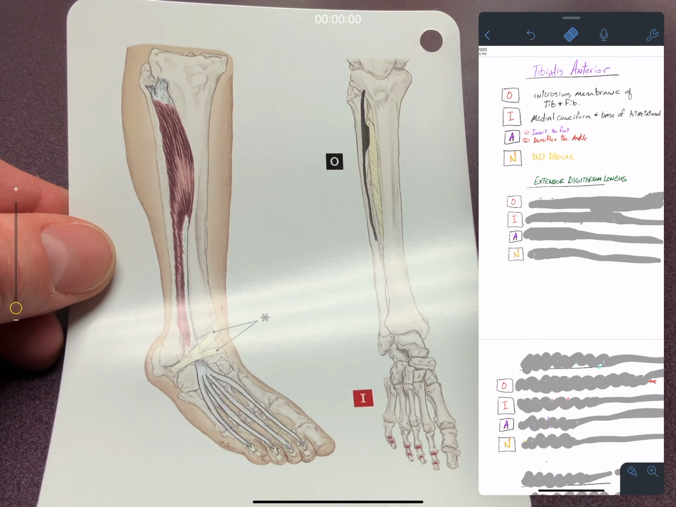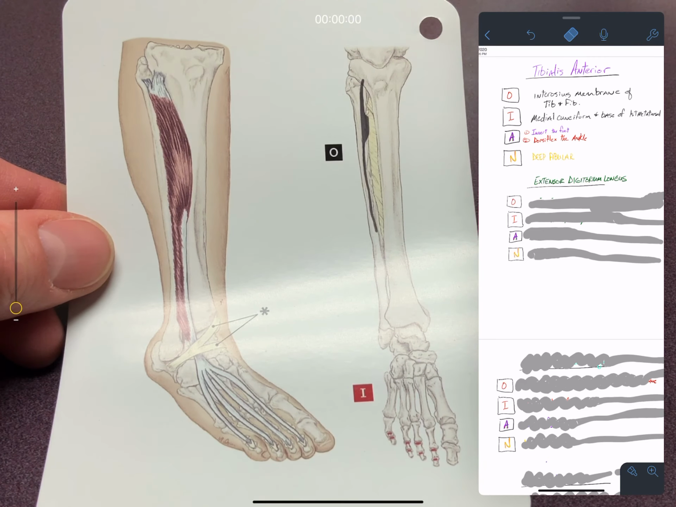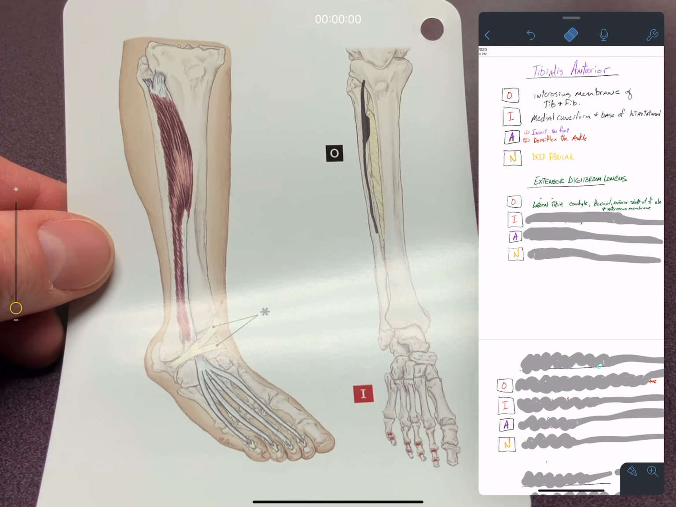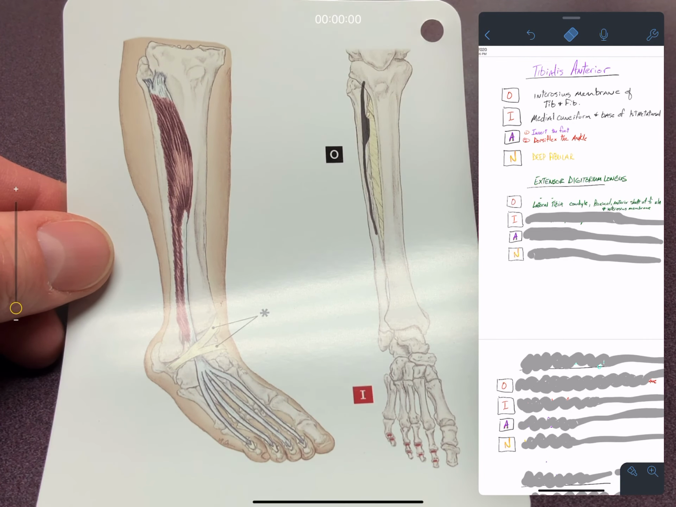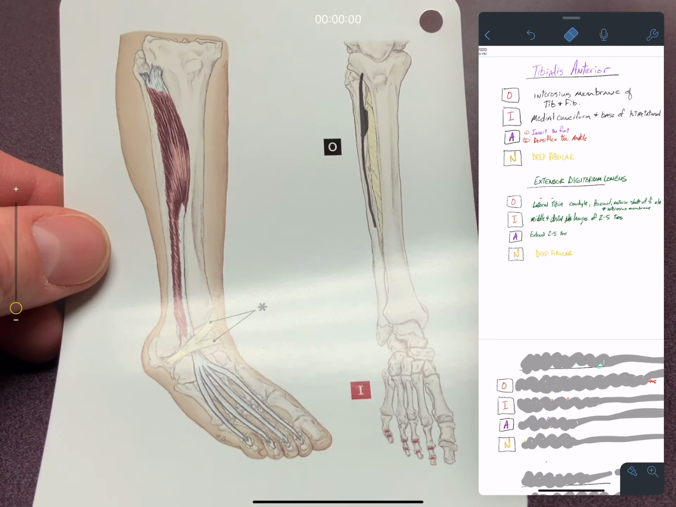Extensor digitorum longus goes to the toes, 2 through 5. Its origin is the lateral tibial condyle and the proximal anterior shaft of the fibula and the interosseous membrane. The insertion is the middle and distal phalanges, 2 through 5. Its job is to extend toes 2 through 5. How's it innervated? By the deep fibular.